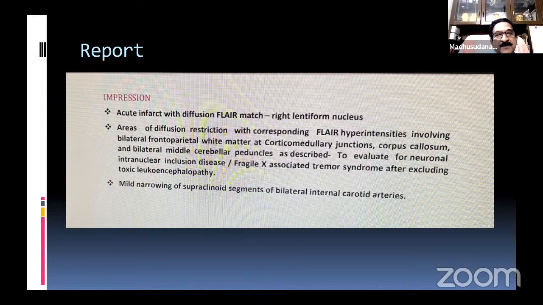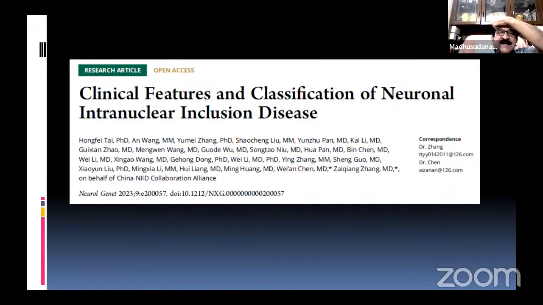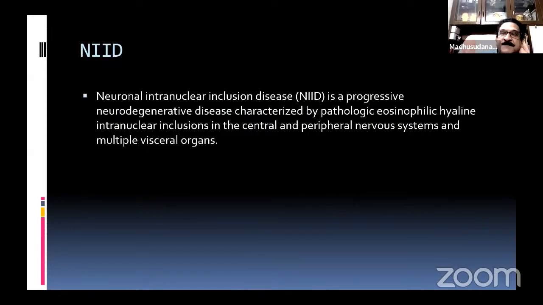to evaluate for neuronal intranuclear inclusion body disease and fragile X associated tremor ataxia syndrome after excluding toxic leukoencephalopathy. Okay, so this is NIID. It's a progressive neurodegenerative disease characterized pathologically by eosinophilic intranuclear inclusions in the central and peripheral nervous system and multiple visceral organs. I think forget about the genetics and all.